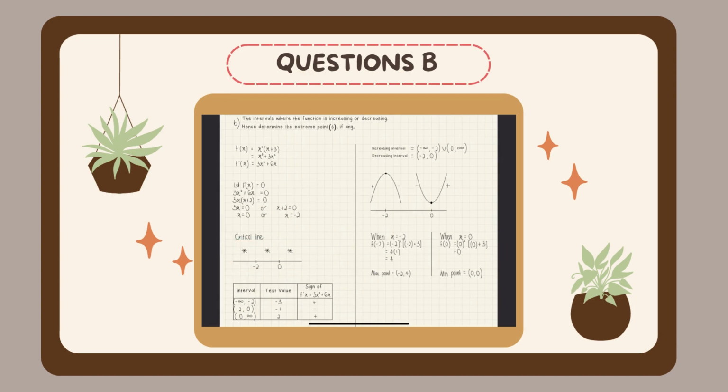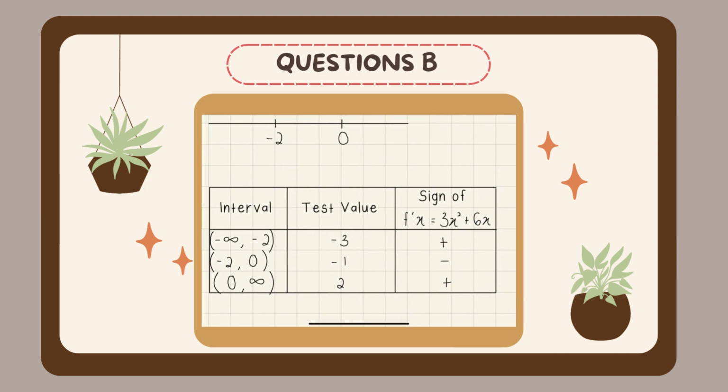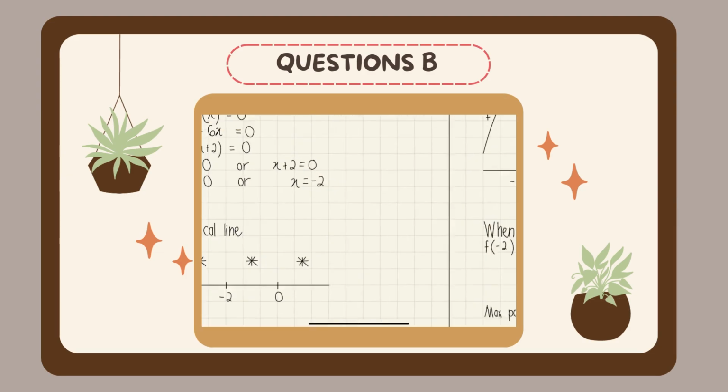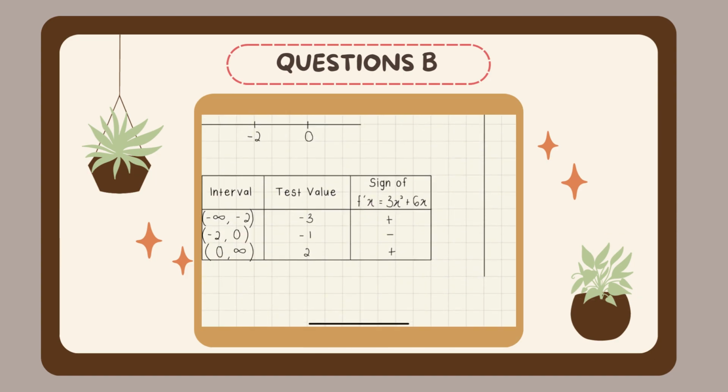Next, we need to do the derivative table, which is like this. For the first column, we have the interval, for the second column, the test value, and for the third column, the sign of f prime x, which is the one that we got from here. The same equation that we used.